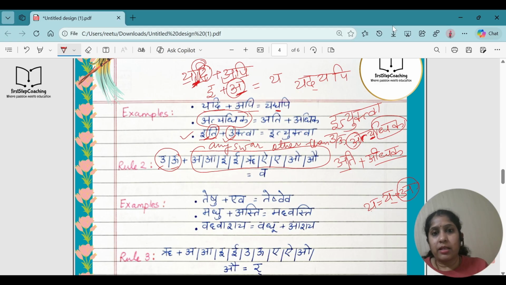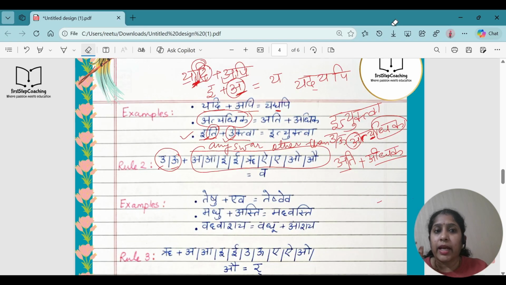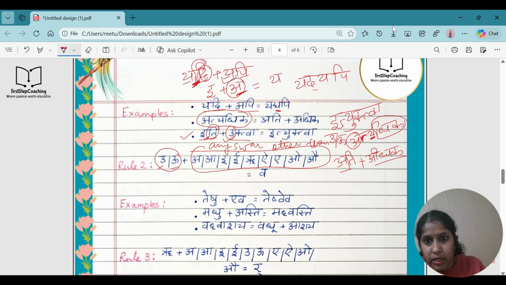Fine. Let's do it with the help of an example. I hope if you have understood the yan sandhi ka first rule, you will be able to understand the second rule more nicely. Like if you see this one, teshu plus ev. So the first word is ending with chote u ki matra, and the second word is starting with a. So it is u plus any other swar. So what should happen? The u should change to va. Correct? And then va should take the same matra, whatever is here after that.